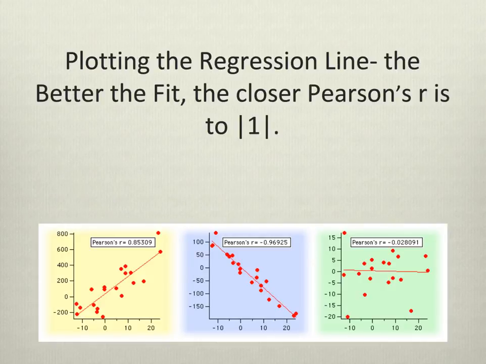Here's an example that shows the relationship between r and the line. In each of these cases, you see some data plotted, the best fit regression line, and the corresponding value of r. The tighter the data is clustered around the line, the better the line describes the data, the higher the value of Pearson's r.